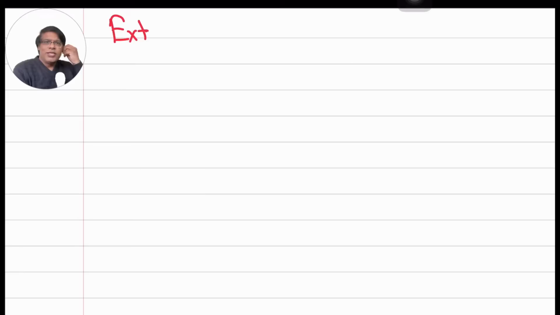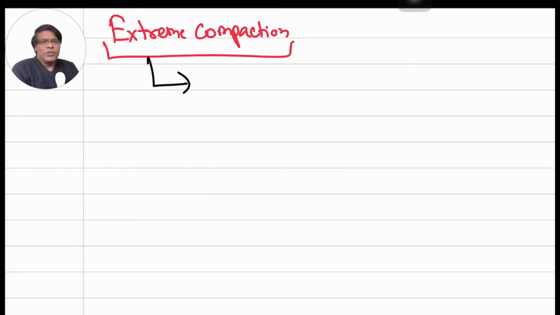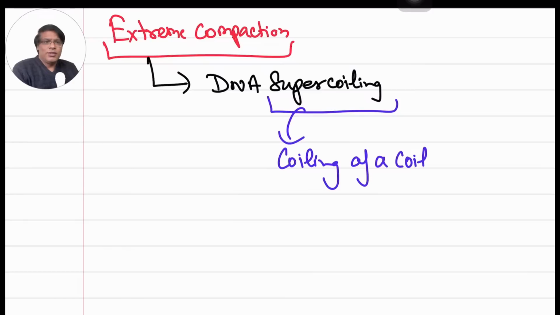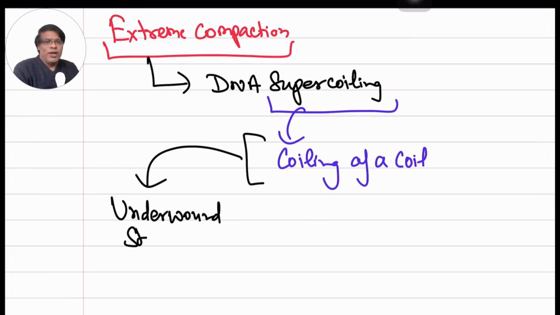Now here, I just want to tell you, in the case of DNA, you are going to see extreme compaction. Within the DNA, you have two coils. These coils further coil one above the other, and they lead to the formation of DNA supercoils. So here, keep in mind, coiling of a coil is known as supercoiling.